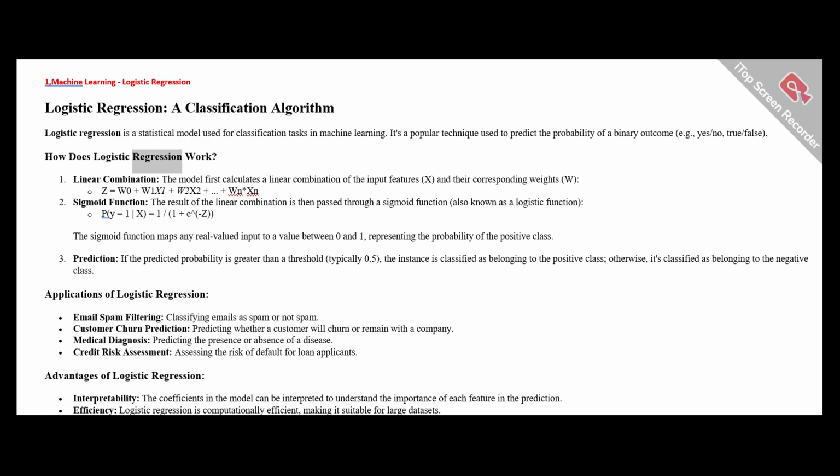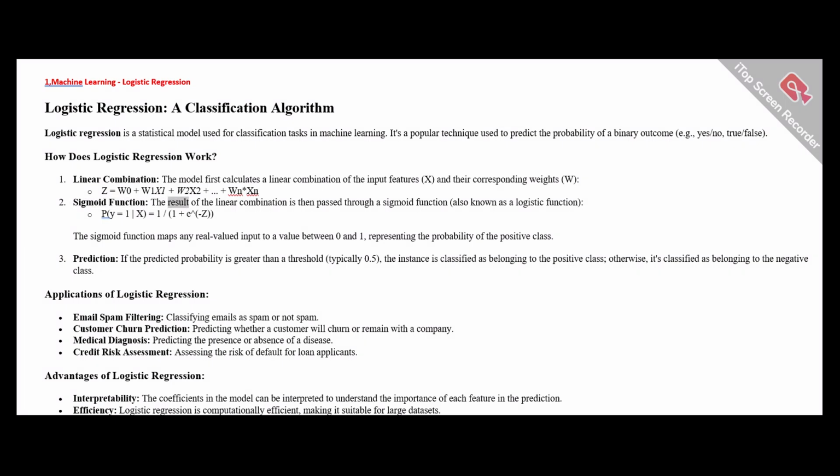How does logistic regression work? Linear combination. The model first calculates a linear combination of the input features, x, and their corresponding weights, w. Z equals W0 plus W1x1 plus W2x2 plus Wn times xn.